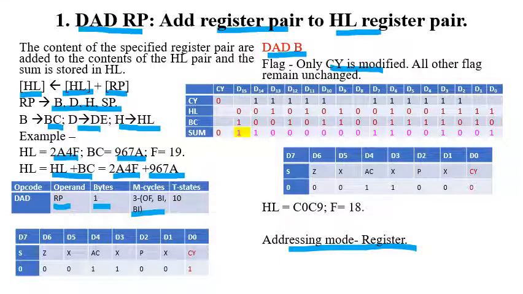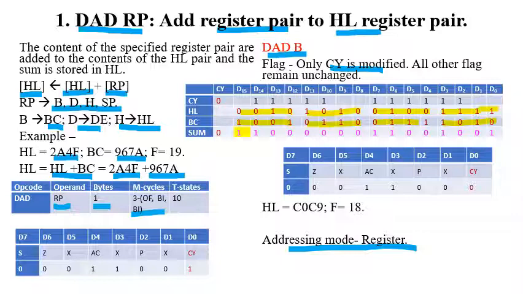Corresponding to 2A4F, बाइनरी में हम इसको क्या लिखेंगे? 2 corresponds to 0010, A corresponds to 1010, 4 corresponds to 0100, F corresponds to 4 ones. Similarly, BC में है 967A. 9 means 1001, 6 means 0110, 7 means 0111 and A means 1010. Now add these two numbers.